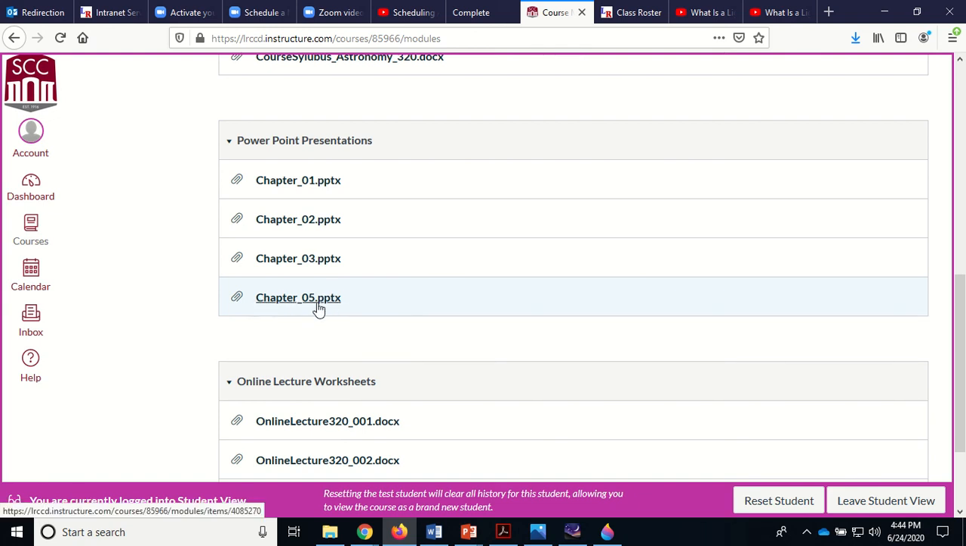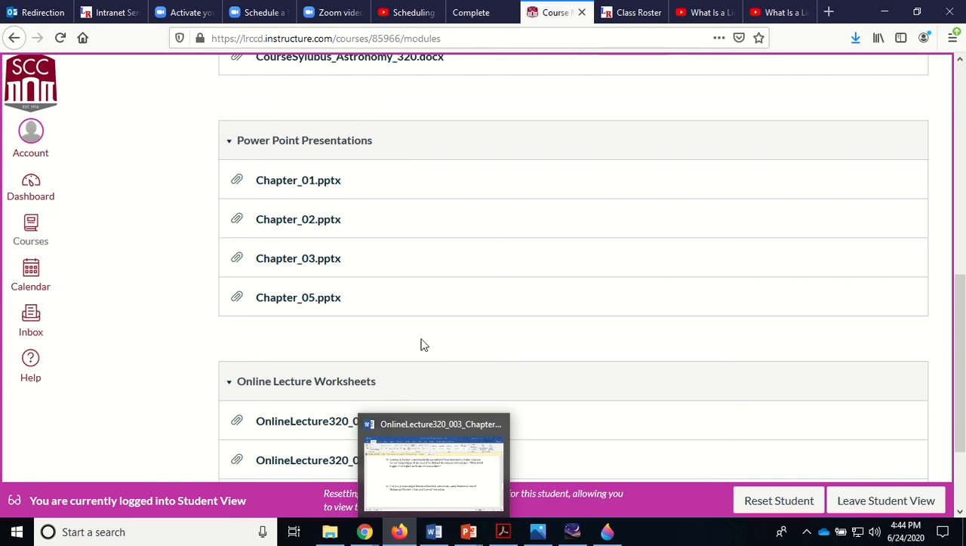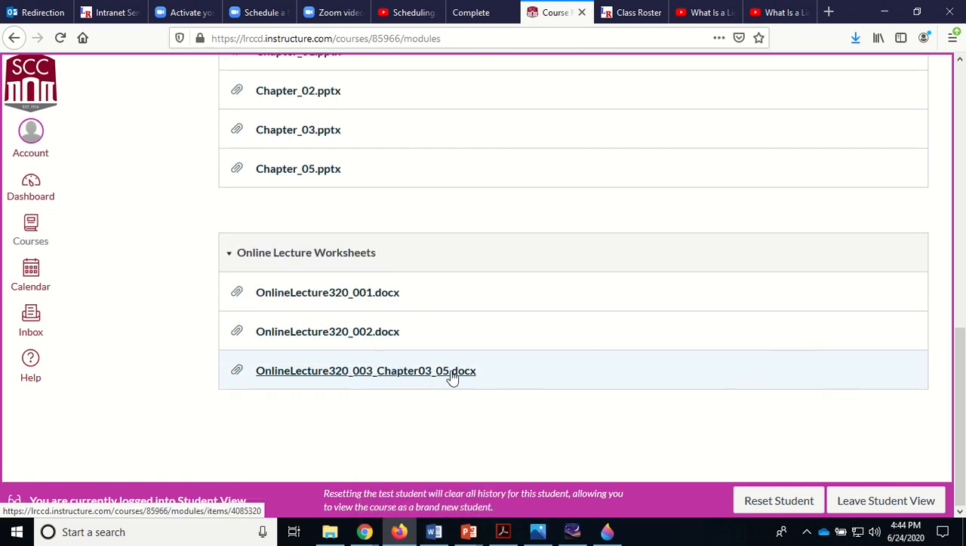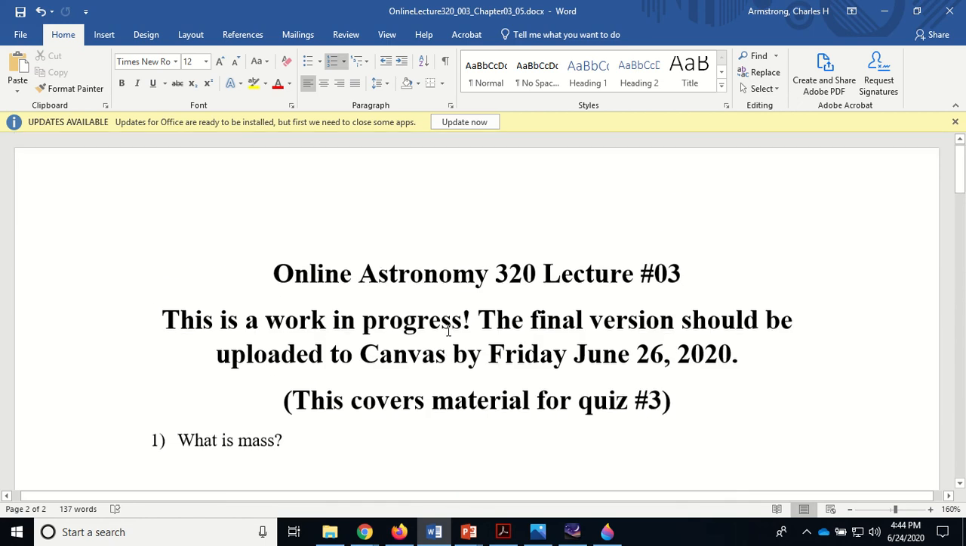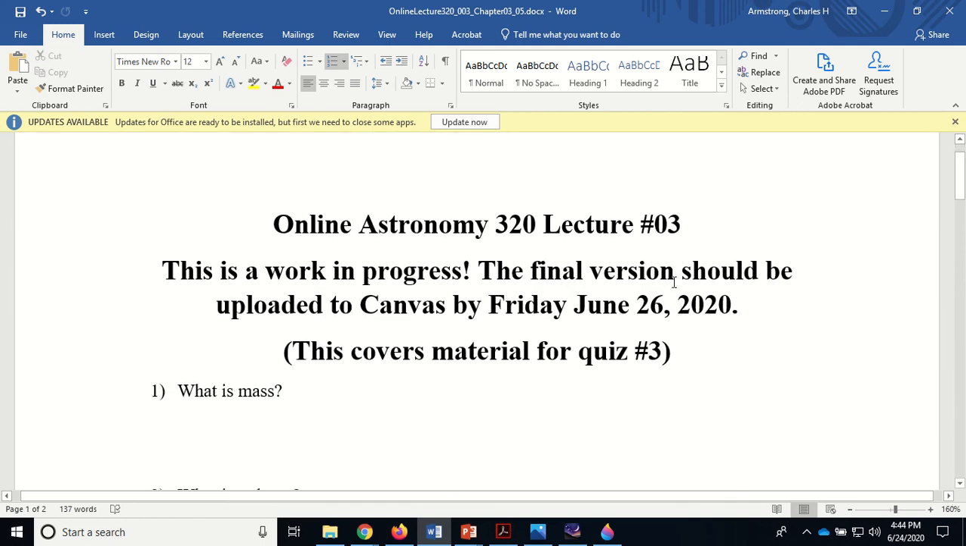If you download this now, make sure you go back and download it again. I'll tell you in another video. But this is a work in progress. So is this. I've already uploaded this one, so you can download it as well. But it says up here, this is a work in progress. The final version should be uploaded to Canvas by Friday, June 26, 2020. So if you download it now, it's going to be an earlier version, and you want to make sure you download it again, and I'll send out an email and all that good stuff.